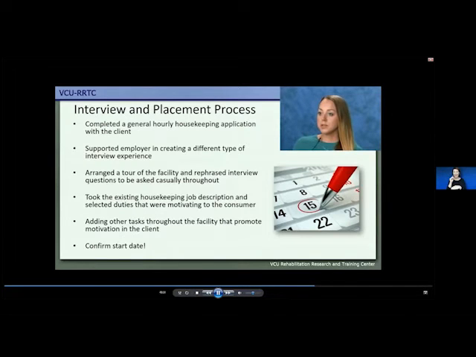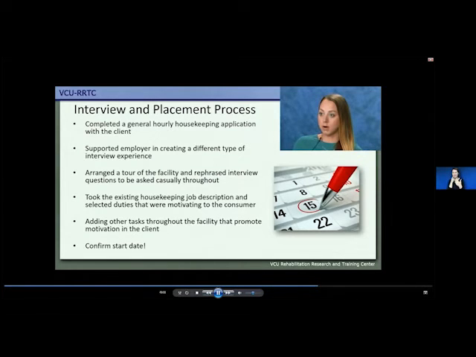So then moving on to the interview and placement process. In this particular situation, the client was seeking to work in a sports facility, and myself as the employment specialist, I went out and met with different businesses and talked to them about what duties were going on in their sports facilities. This was really my time to be seeking that right employer, like I said earlier, and using those job development tactics to identify a fitting environment for my client.